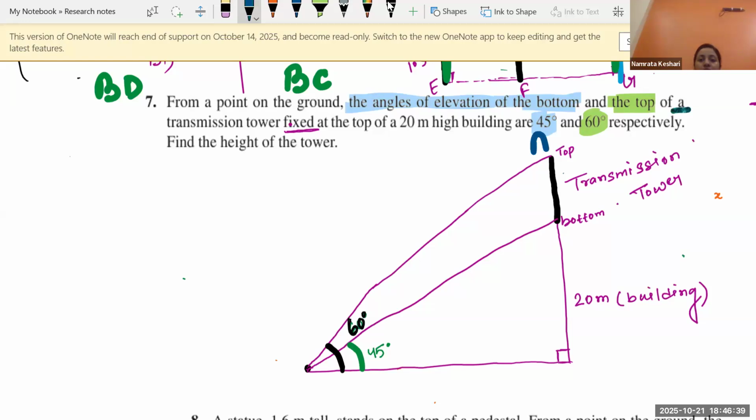This is A, this is B, this is C, and this is D. Okay, don't take ABD triangle because that's not a right angle triangle. We are supposed to take only right angle triangles. So of course we will be taking the complete triangle, that means ACD, and this triangle BCD. Making sense?